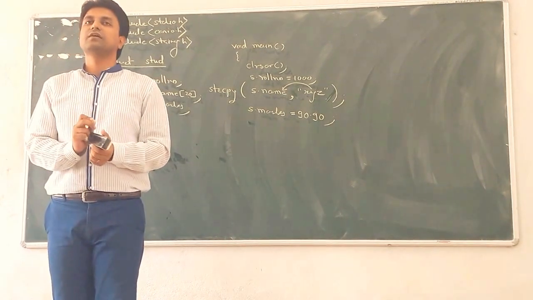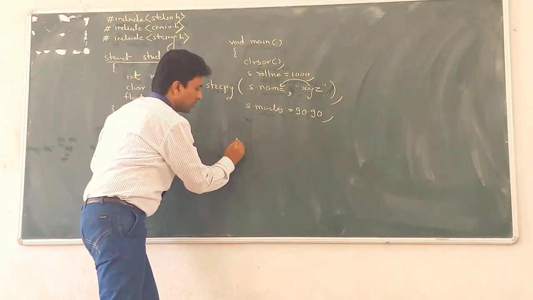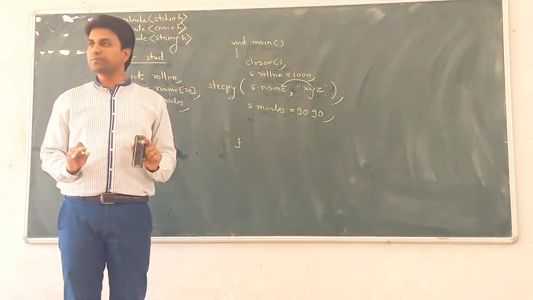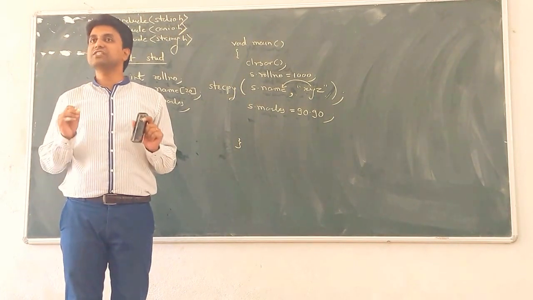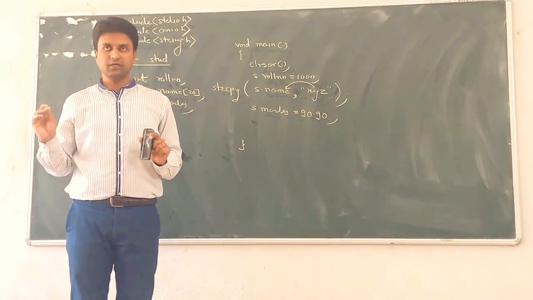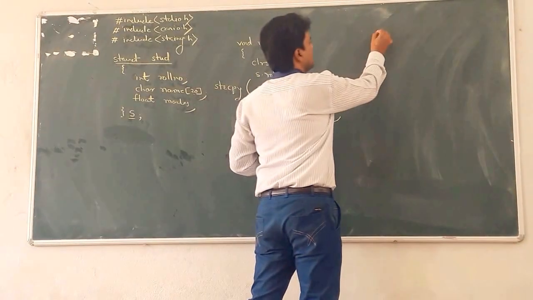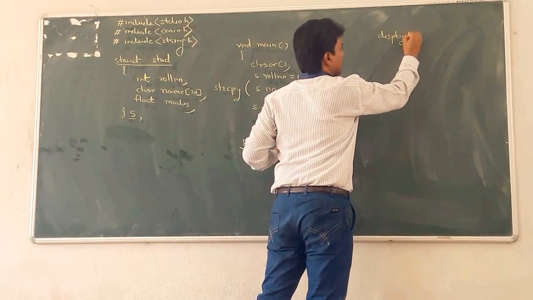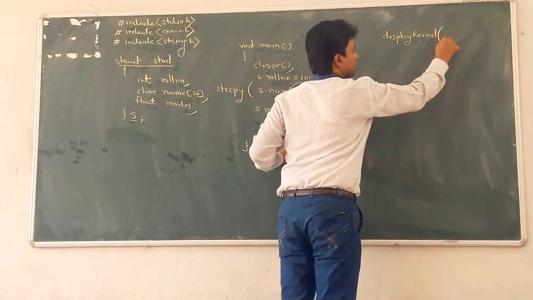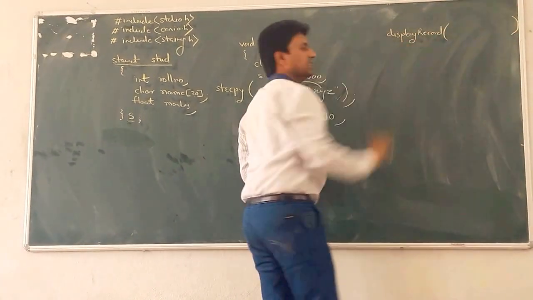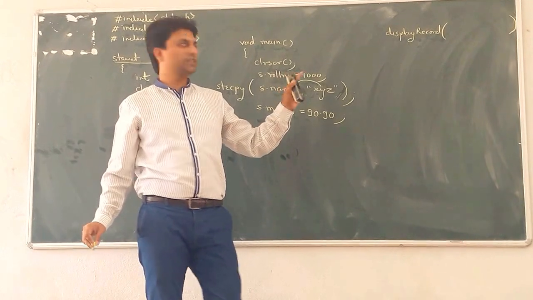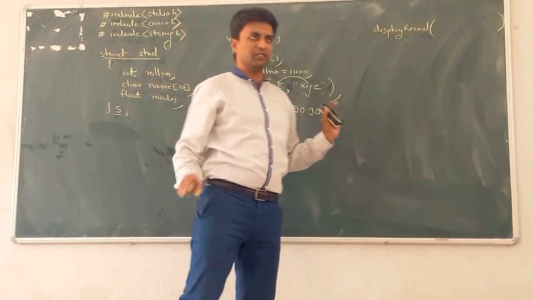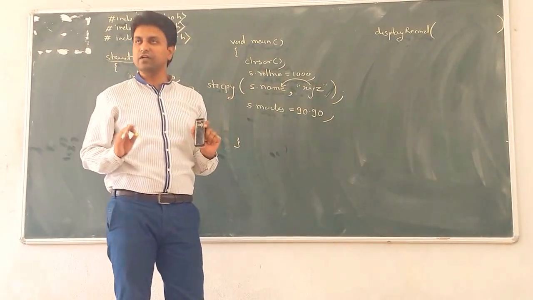Clear? Next part. We are not displaying roll number, name and marks in the main function. For that purpose we have to design a new function, that is display student record. That is the name of the function. Name it display record. There is no space in the name of the function, so don't write a space in between. So the name of the function is display record, the record of the student.